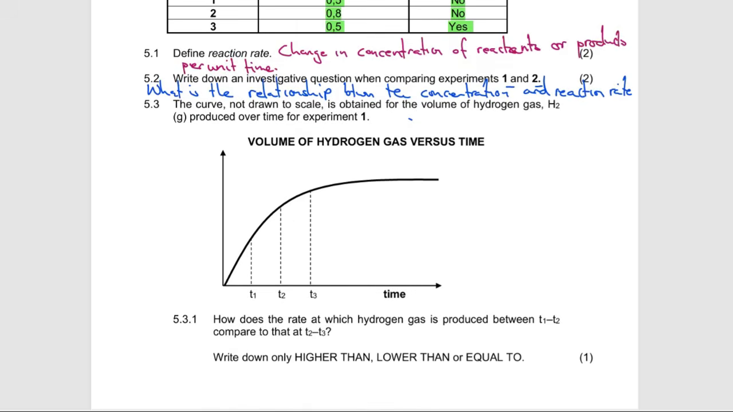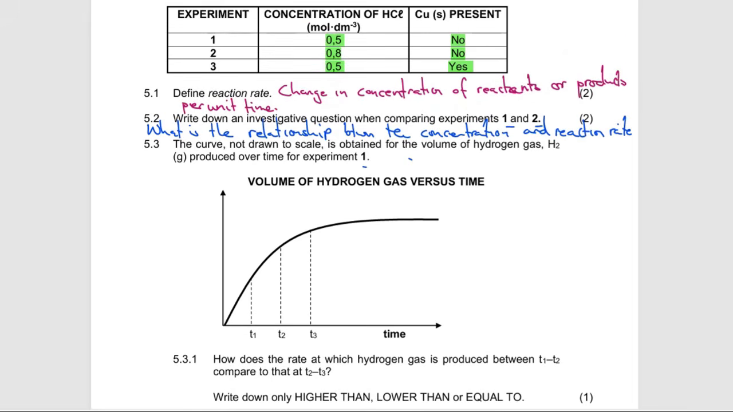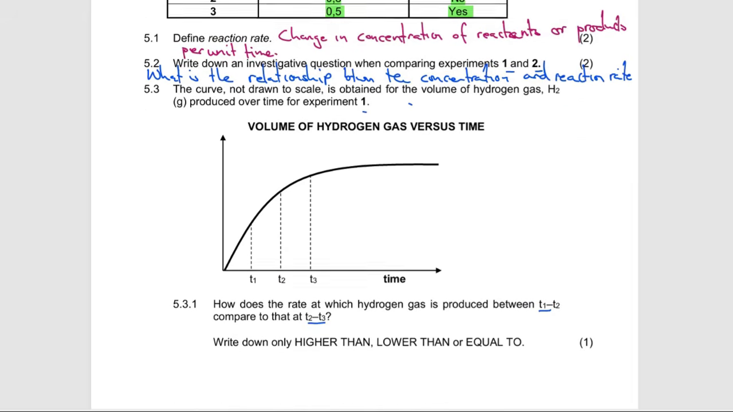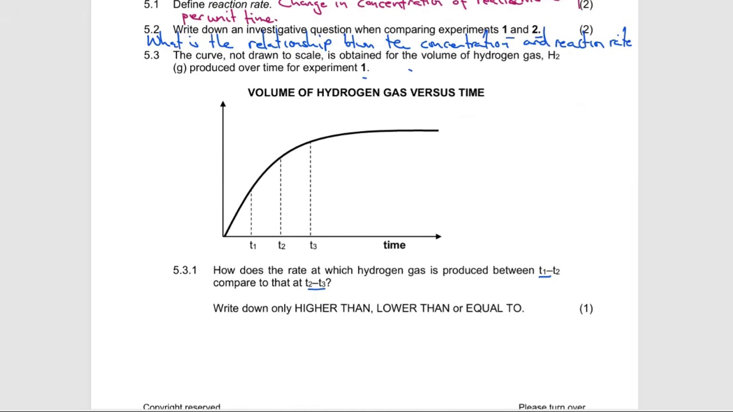Then moving on to 5.3, it says the graph, not drawn to scale, is obtained from the volume of hydrogen gas, H2, produced over time for experiment number one, right? So we're focusing on experiment number one at the top there. It says, how does the rate at which hydrogen gas is produced between T1 and T2 compare to that of T2 to T3? Write down only higher than, lower than, or equal to, right? In terms of this one, we're going to say higher than, right?